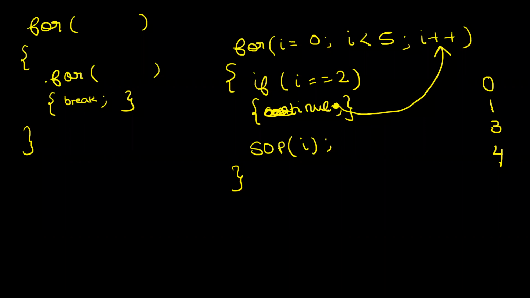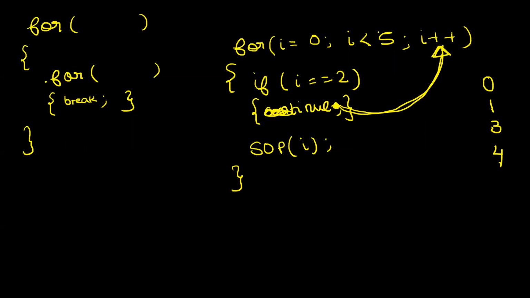The meaning of continue is the moment you hit a continue keyword, you will simply go to the next iteration of the loop. You don't care what statements are below. You skip all other lines of code and go to the next iteration of the loop. So from here, you will simply go to I plus plus, and the next iteration will run for I equal to 3.